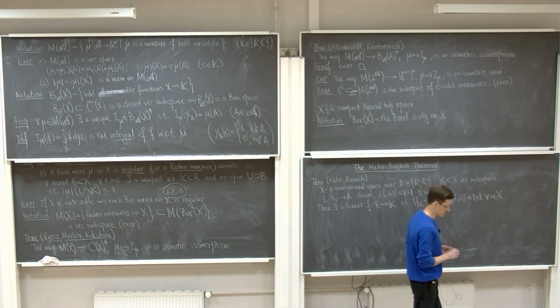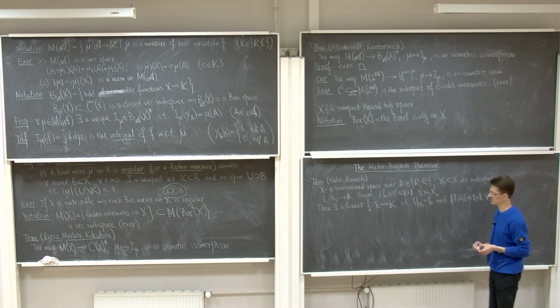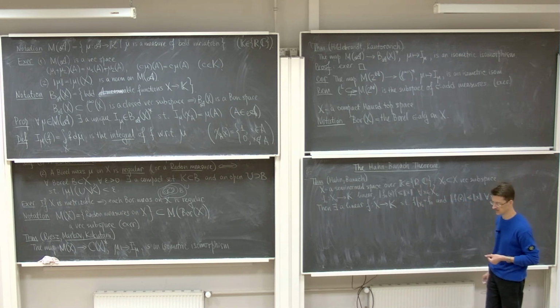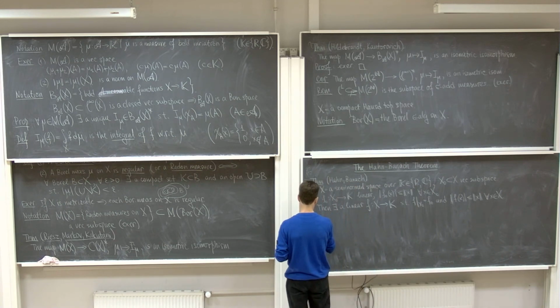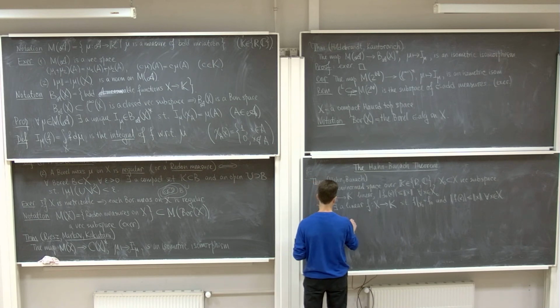So our strategy for the proof will be as follows. First of all, it will be convenient to prove this theorem in the case where k is the field of real numbers. And then we will reduce the complex case to the real case. So first of all, we give a proof for the case where k is the field of real numbers.